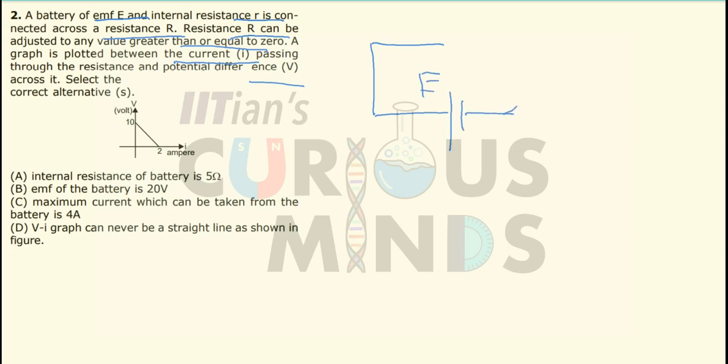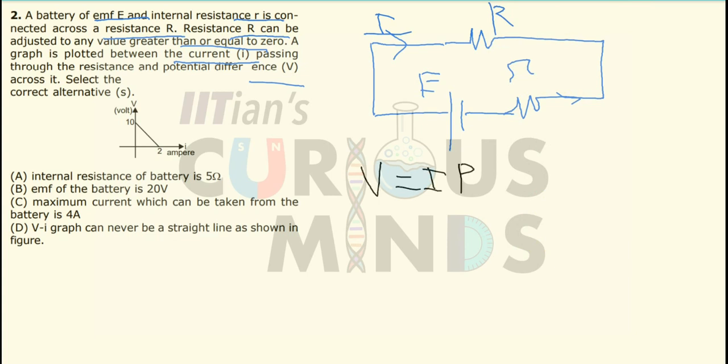Let us say that the EMF of the battery is equal to E, and the internal resistance is equal to small r. To this, an external resistance R is connected. The current flowing through the circuit is I. Now V is equal to IR, and E is equal to I times capital R plus small r.